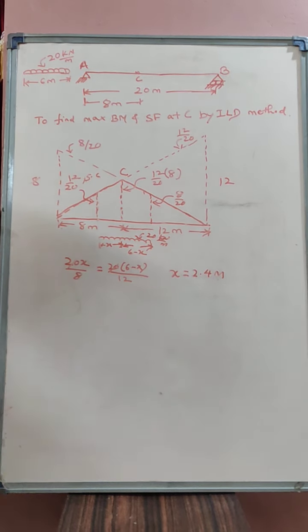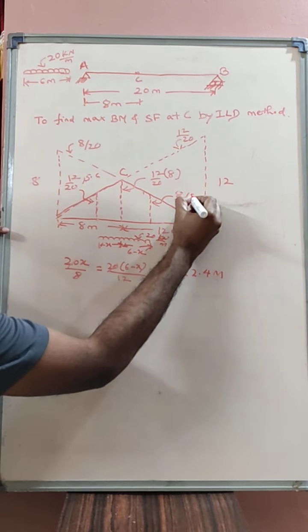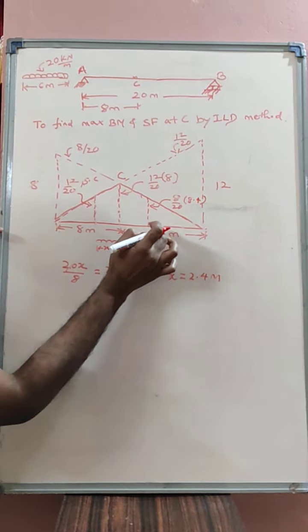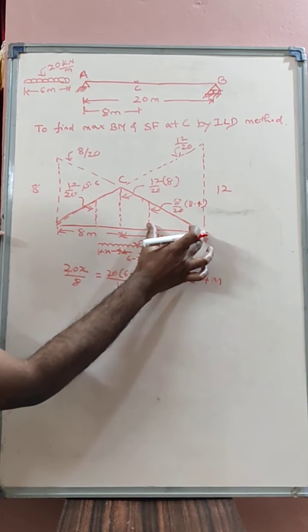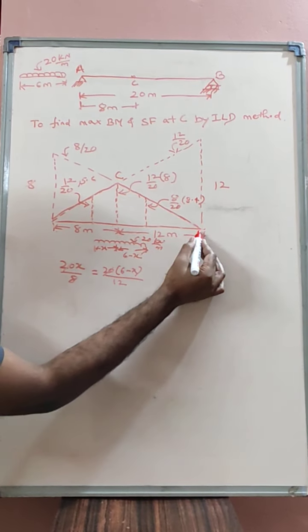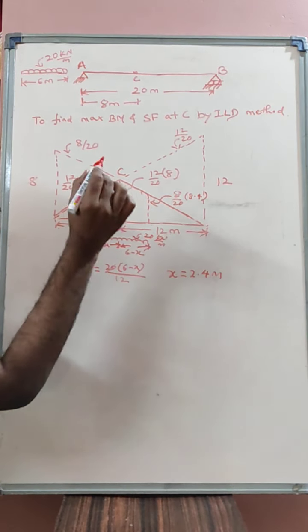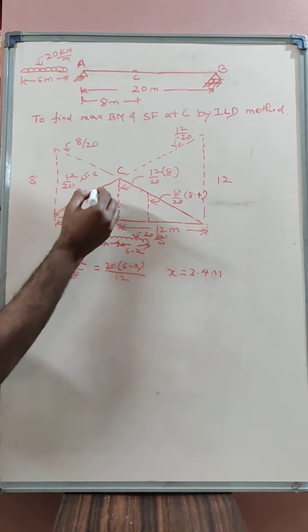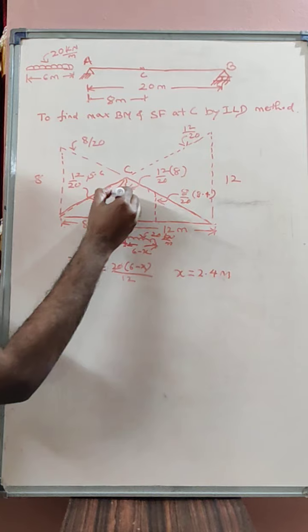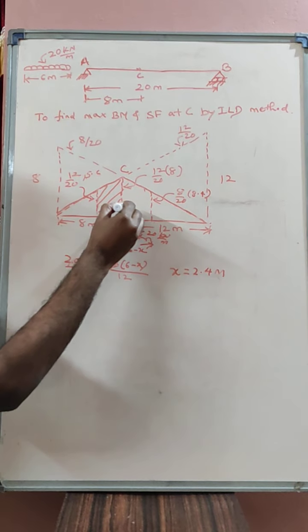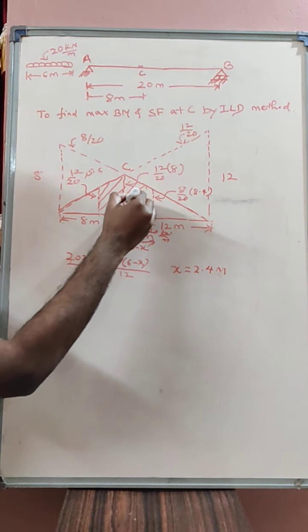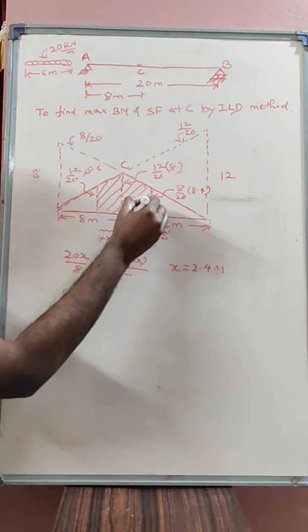8 by 20 into 8.4. This is 8.4 meters. How is it 8.4 meters? Because it is 12 minus 6 minus x. So these ordinates we have found out. Now what I will do is I will hatch this portion so that you can get the clarity. Can you see the hatching, this entire portion?